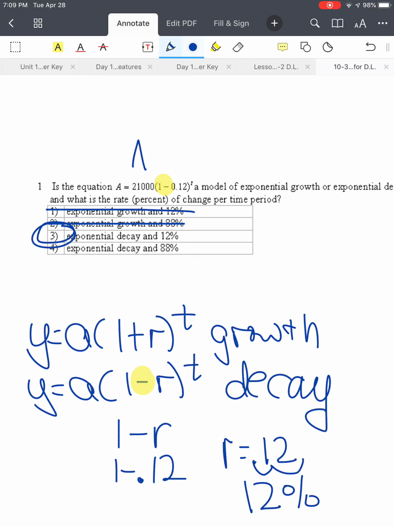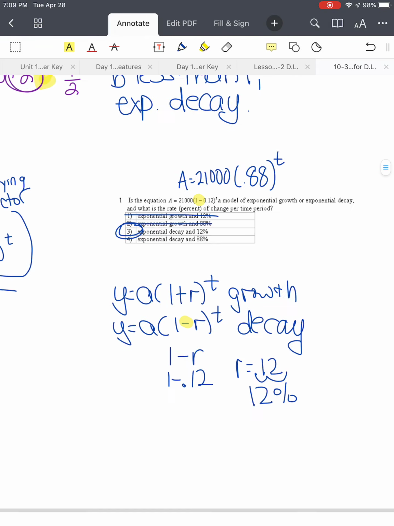If you had simplified this a little bit, and you actually in your calculator did 1 minus 0.12, you're going to get 0.88. Another way to think about it is, is 0.88 greater than 1 or less than 1? 0.88 is less than 1. So that must mean that this is decay, just like we found it to be decay. Okay, let's go to our next question.